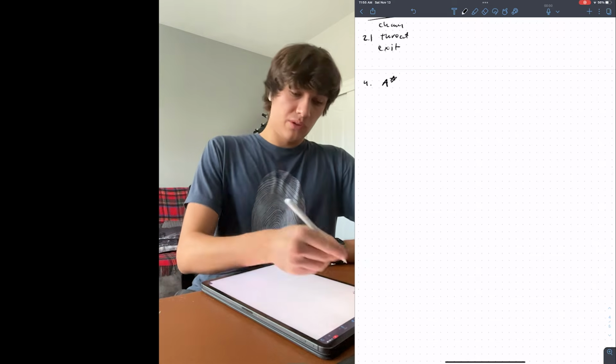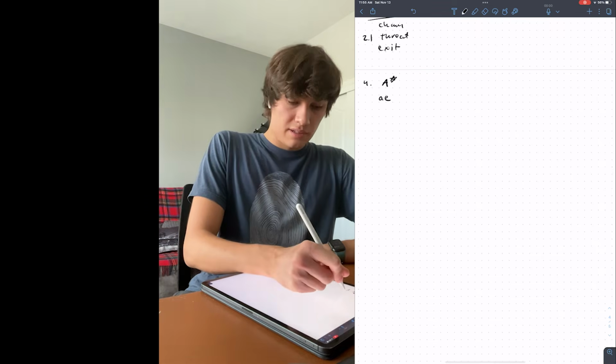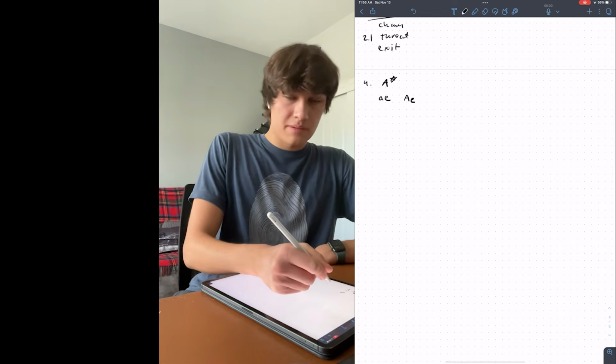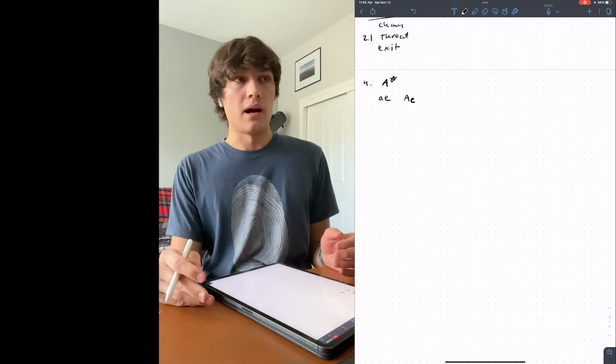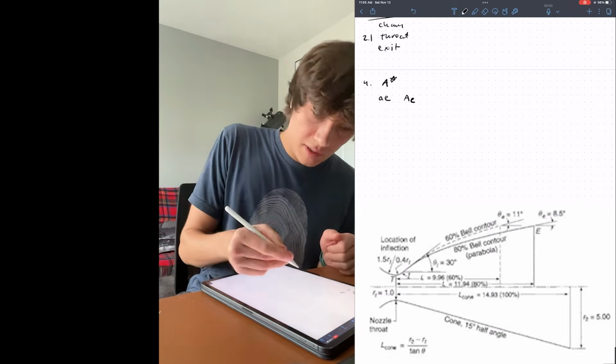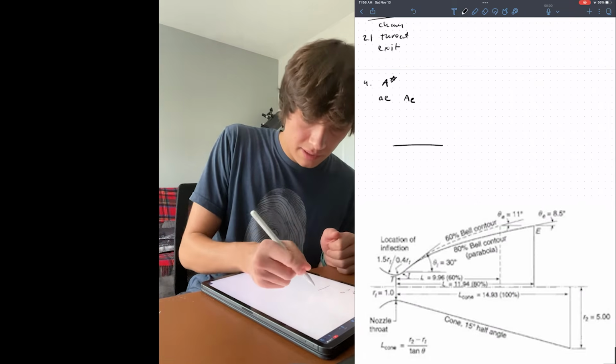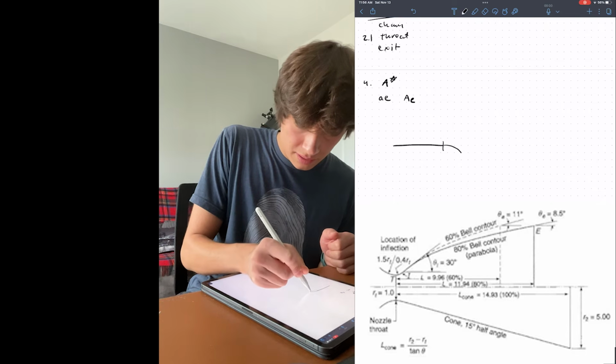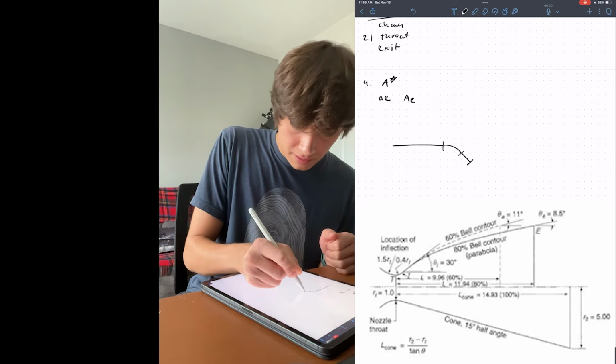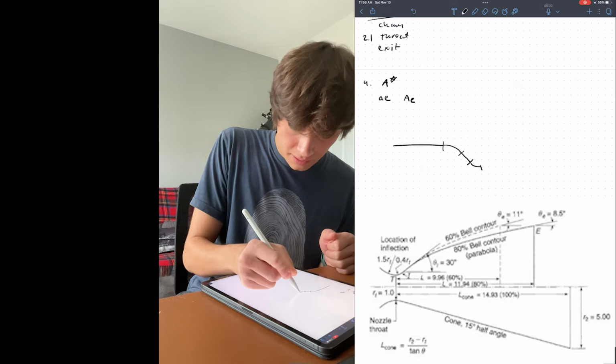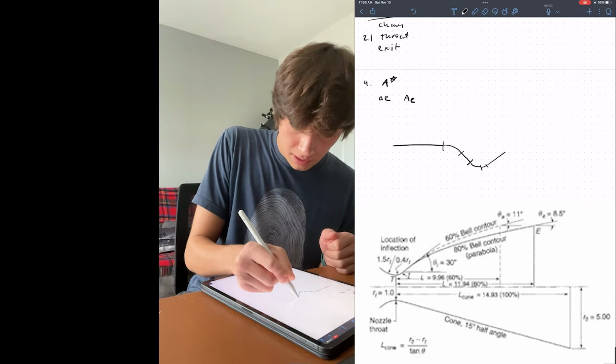Once you have A star, you can use the area expansion ratio, AE, to find out what your area exit is. And then you can use a standard contour shape. I recommend looking up the one in Sutton, but basically a rocket engine is a line, an arc, a line, an arc, another arc, and then a line.